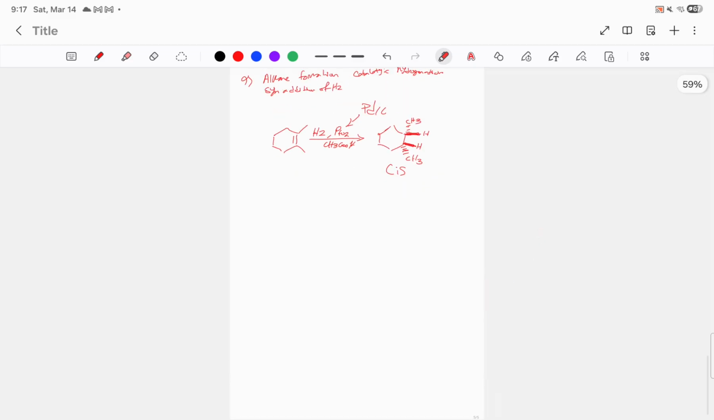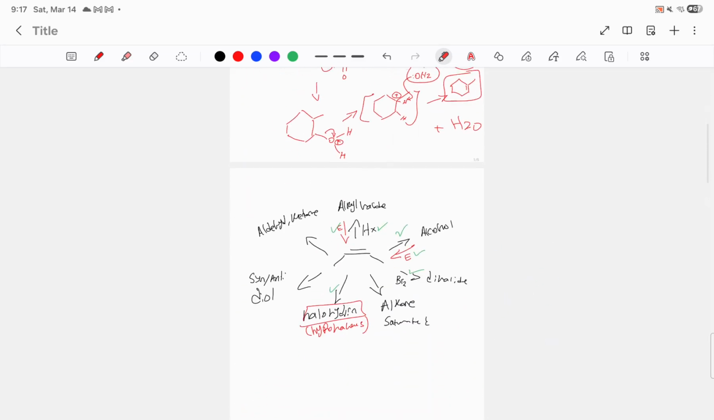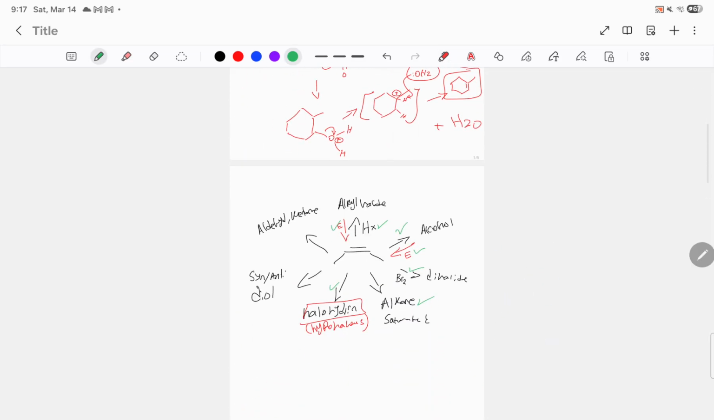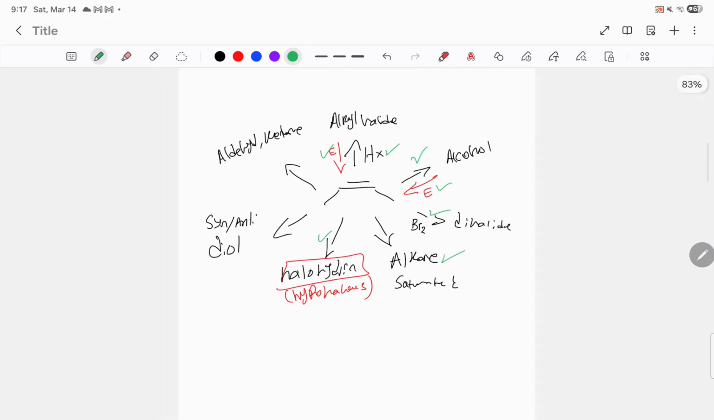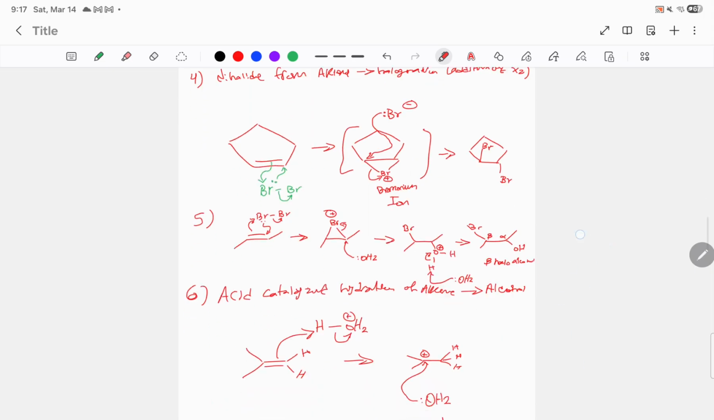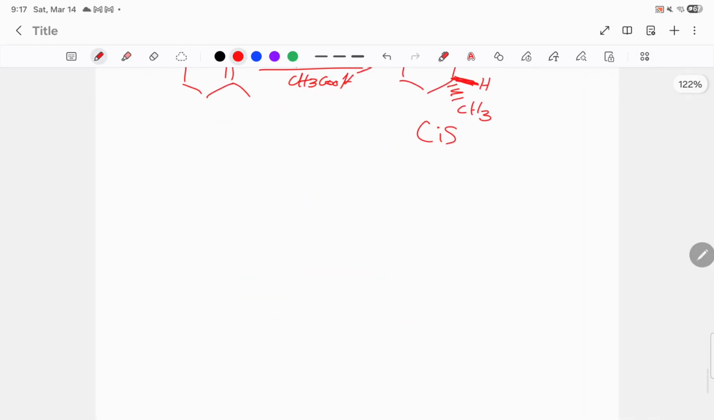Amazing. So now we have also taken a look at how to form a saturated alkane. The last thing that we have left is taking a look at how we form a diol and how we form an aldehyde and a ketone. These ones are kind of interesting because this is where we're really going to come back to a lot of these. So let's take a look at this.